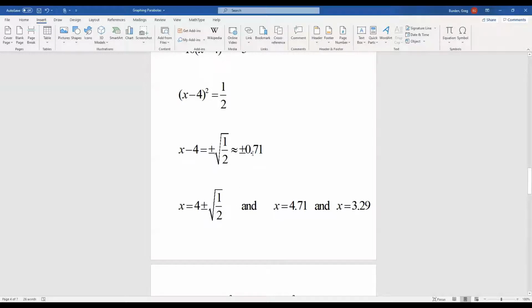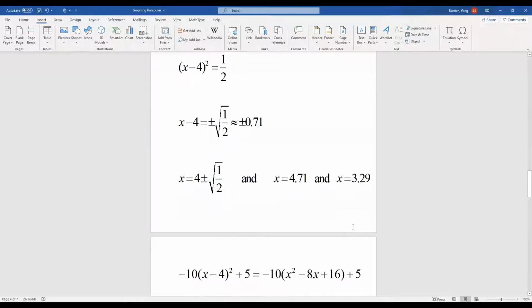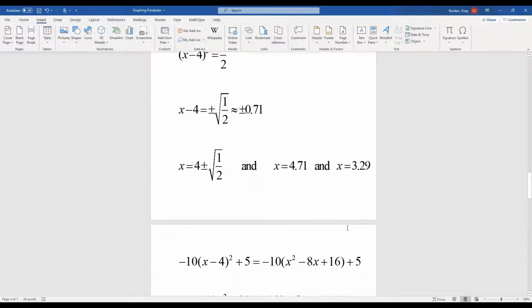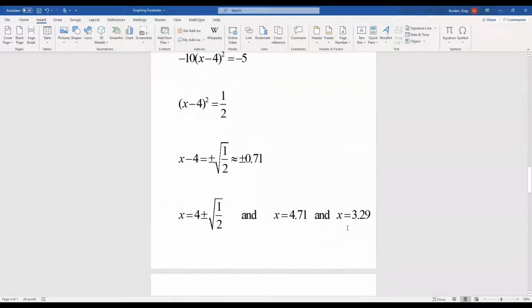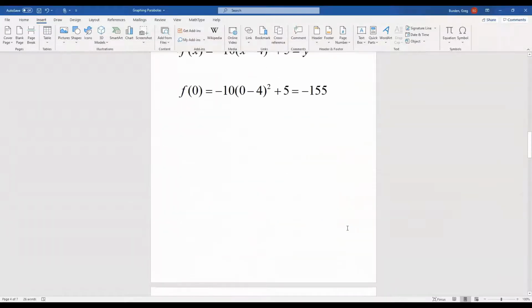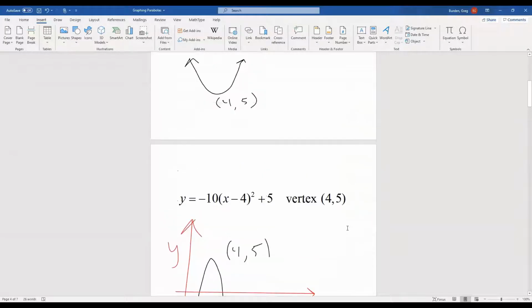So these numbers, again, are about 0.71 and negative 0.71. If you add 0.71 to 4, you get, of course, 4.71. And if you subtract 0.71, the negative radical, you get approximately 3.29, as I wrote it down here. Okay, so then what do we have? Well, I also want to look at this from a slightly different perspective. Everything here was written in what is sometimes referred to as vertex form.